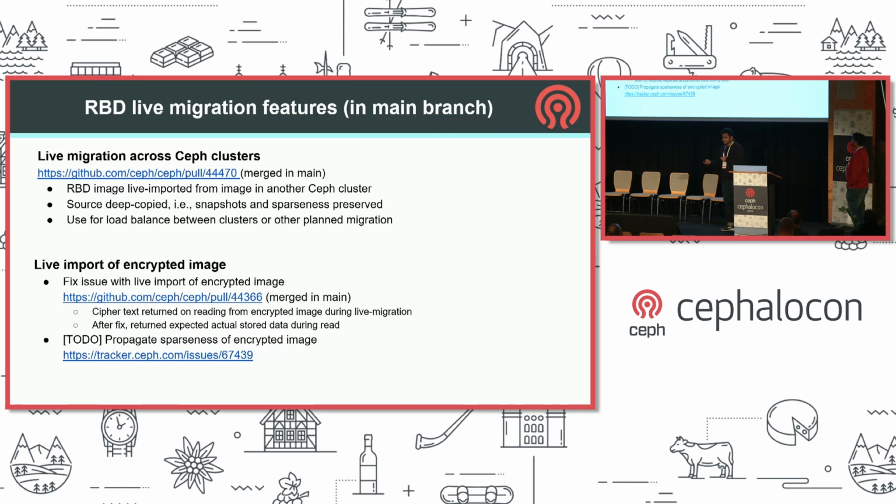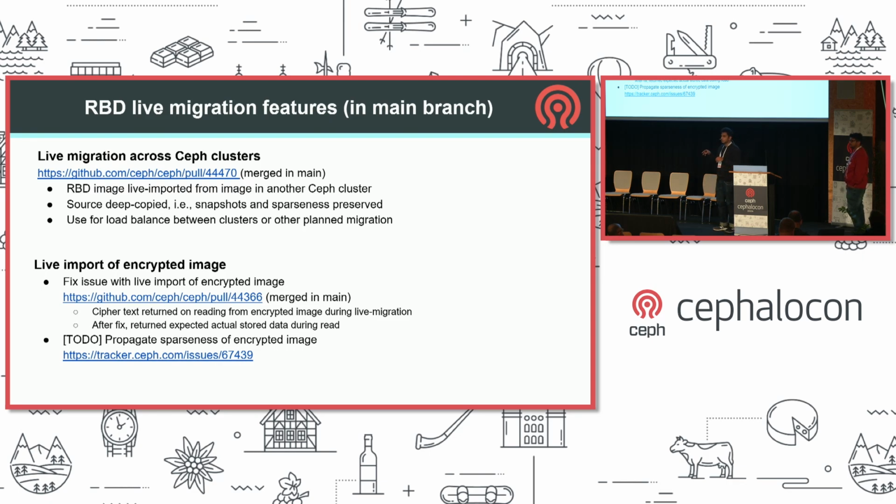So what do we have in the main branch? We already have the feature to live migrate images across Ceph clusters. So this is useful for a plan migration use case or for load balancing. So we do a deep copy of the source image, so you get to preserve all the snapshots and the sparseness. We are also improving the ability to import from an encrypted image.